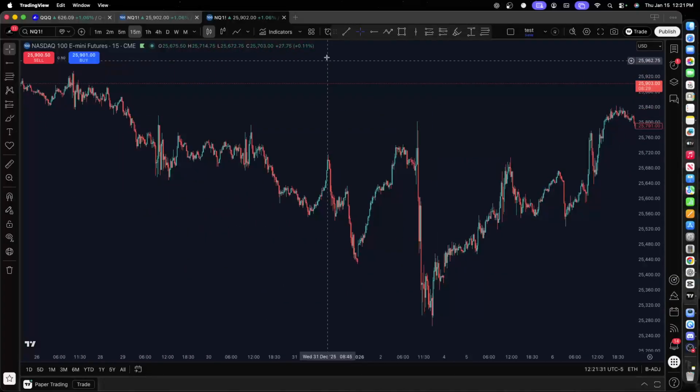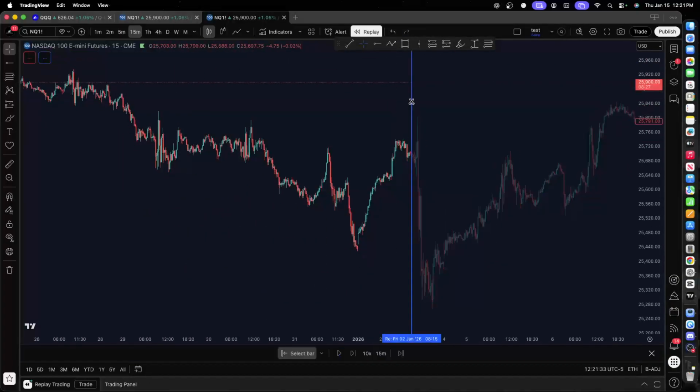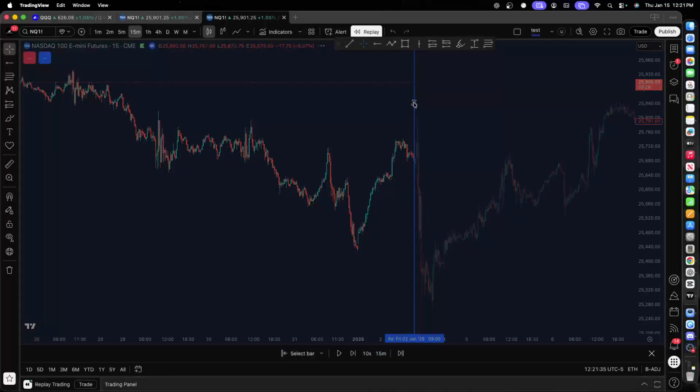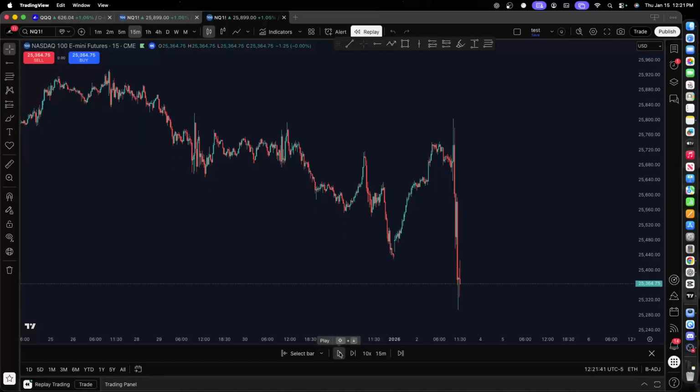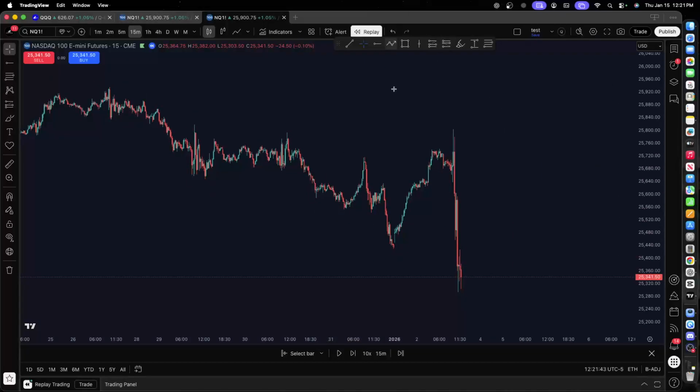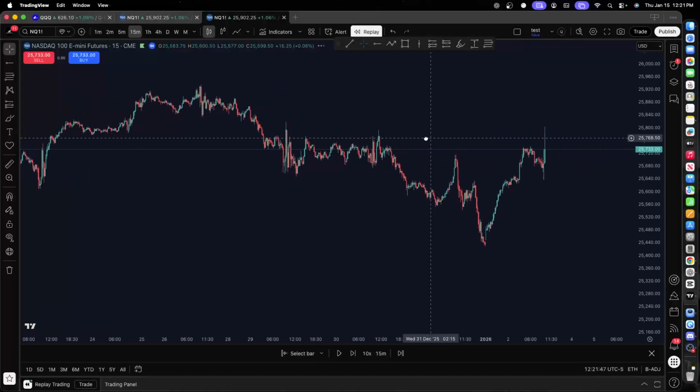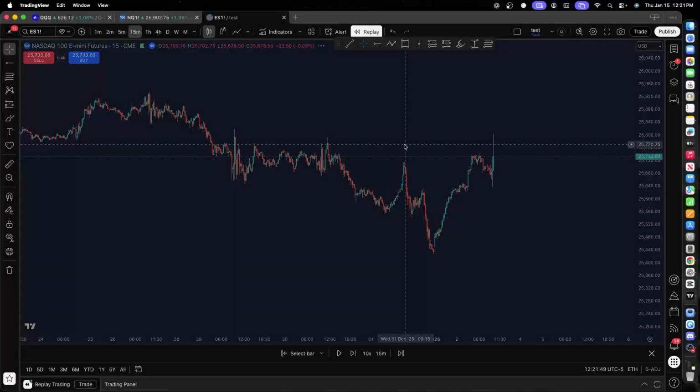We'll use this example. I think, if I remember correctly, there's an SMT in here. Let me play this out for a second. It might have been too soon. Select bar. We'll use this. I think that's relevant. Let me shift between the two.